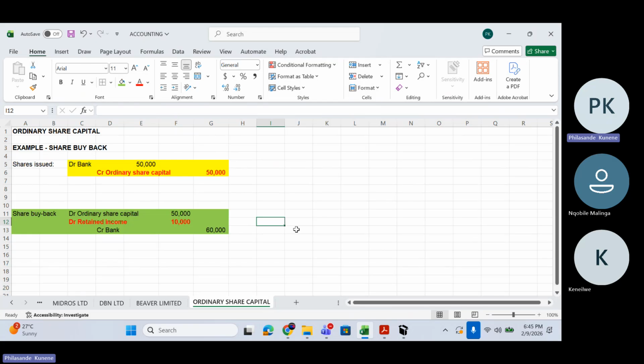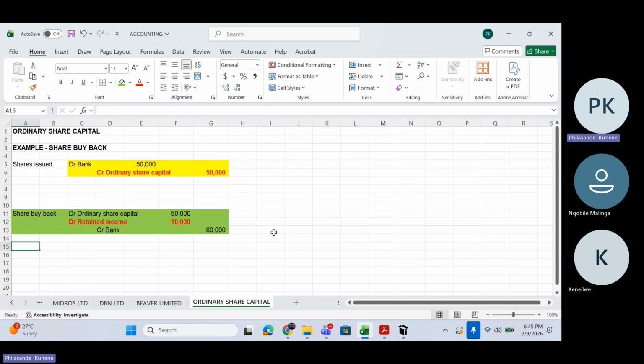This thing we're going to do in the ordinary share capital note, because what you can see here will affect the ordinary share capital note. This one will affect the retained income note. If you buy back shares at a price higher than what you issued them at, the retained income note is affected, and ordinary share capital is affected.